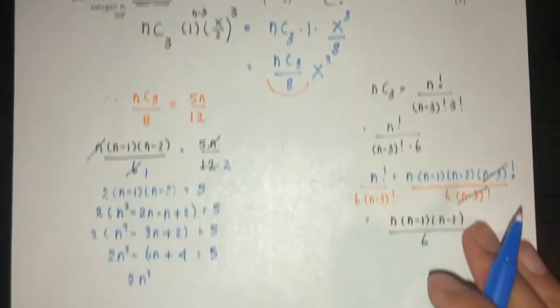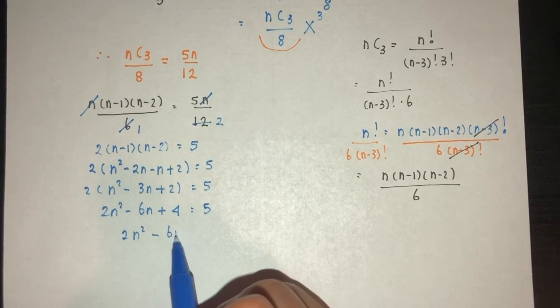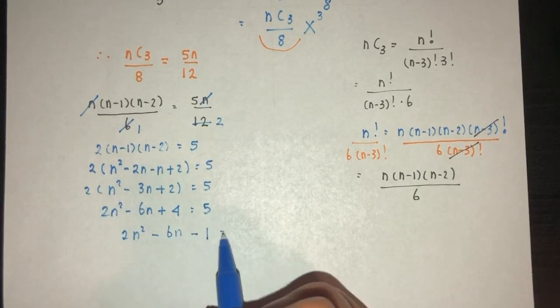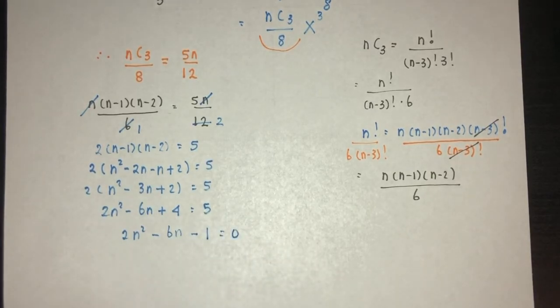2n squared minus 6n, so send this over here, becomes minus 1 equal to 0. So let's see now if we have made any mistakes, because it is possible in that case. From what we can see here, it is not possible to find the value of n exactly. Here we have to find integer n, which means it has to be an exact value. So there must be something not okay in this expansion. Let me see.